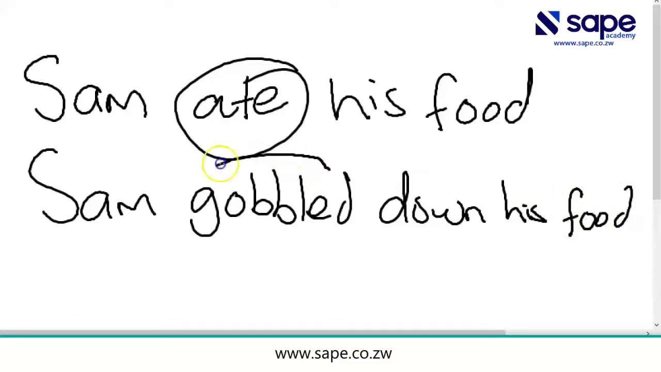Now let us look at the word gobbled. The word gobbled is very powerful. Why is the word gobbled more powerful than the word ate? It's because the word gobbled shows us that Sam ate his food very fast, very quickly, probably because he was in a hurry or probably he was just starving. So the word gobbled is very powerful, and therefore it is the word that you should use instead of the word ate.